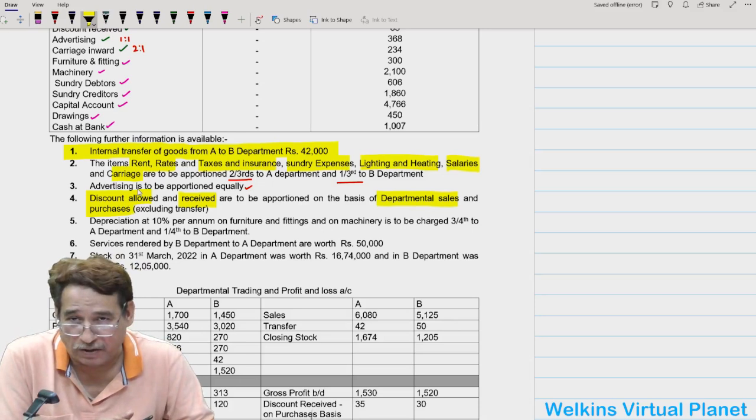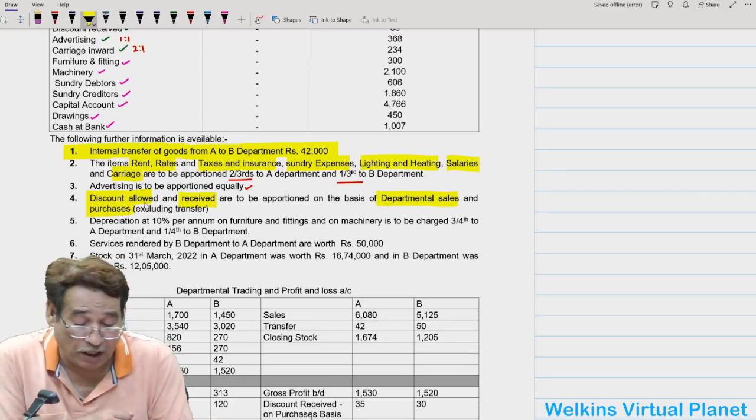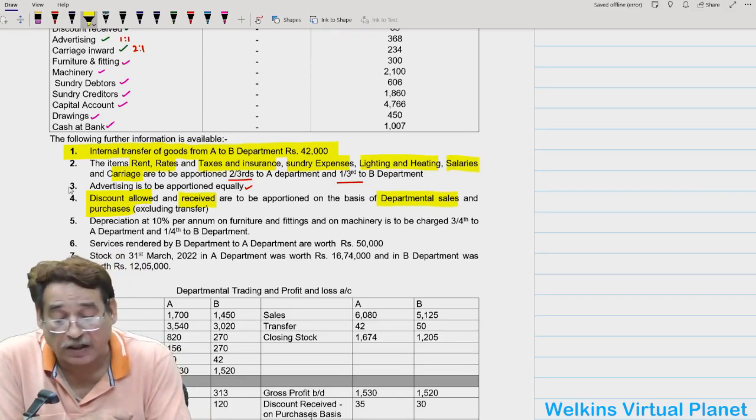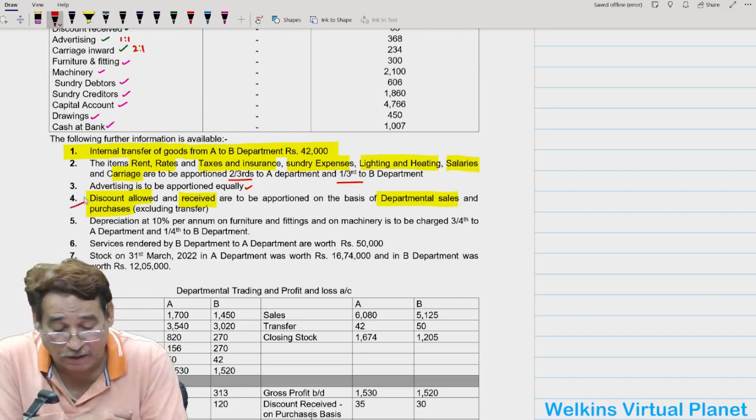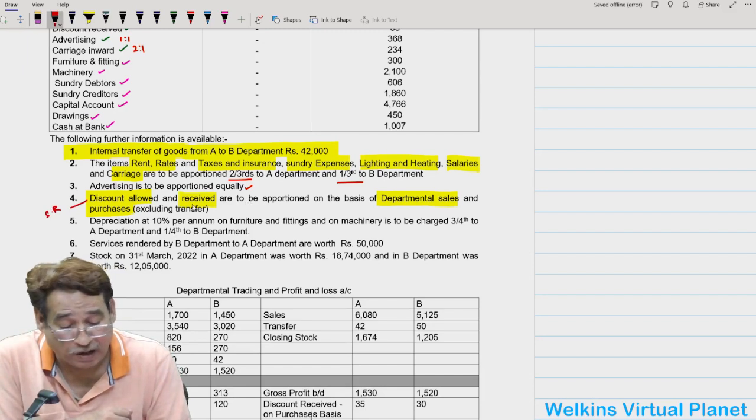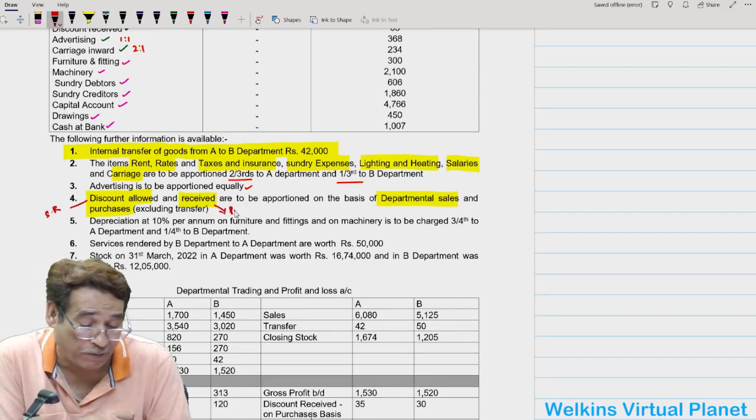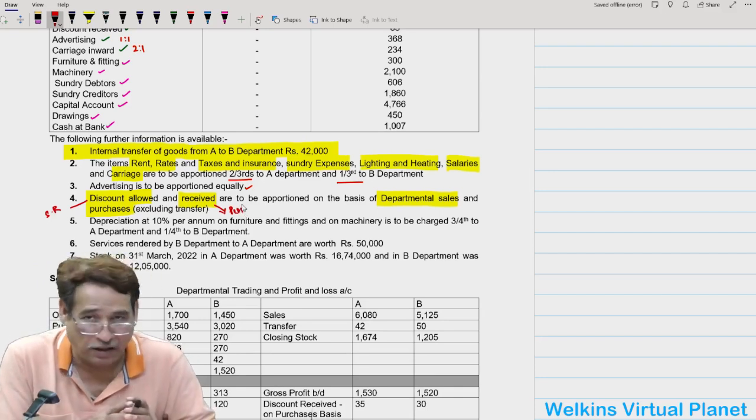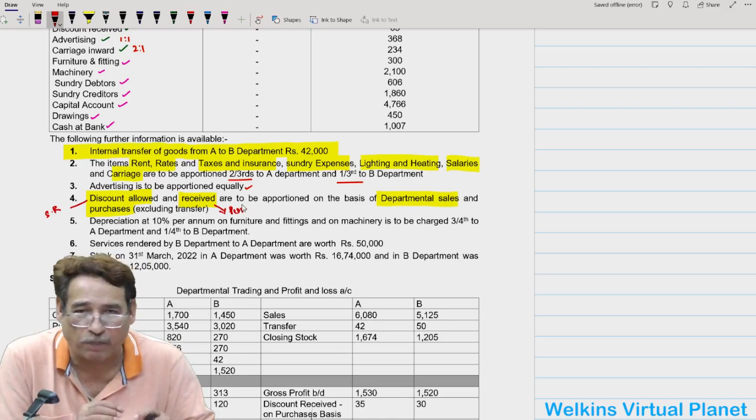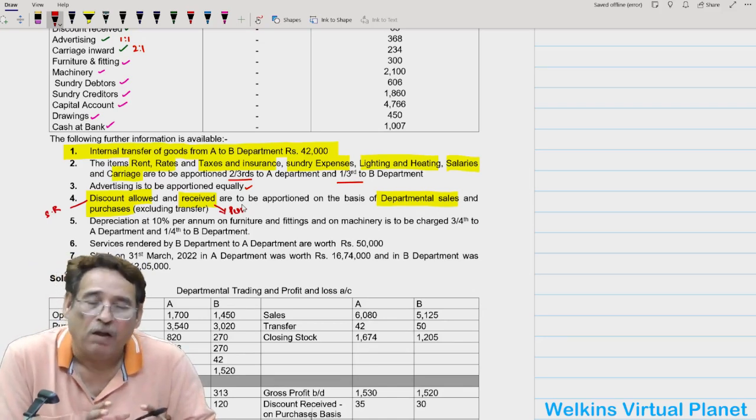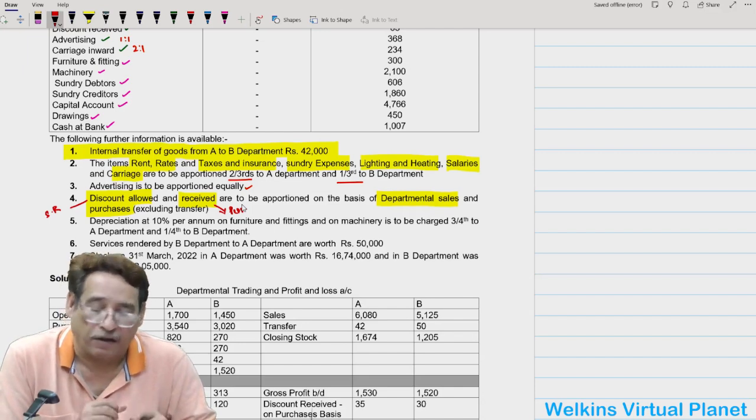So discount allowed is related with sales, and of course discount received is always related with purchases. So discount allowed will be divided on the basis of the sales ratio, and discount received will be divided on the basis of purchases. I have already told you, whenever you divide an item on the basis of sales or purchases, it is always better to take only net sales.